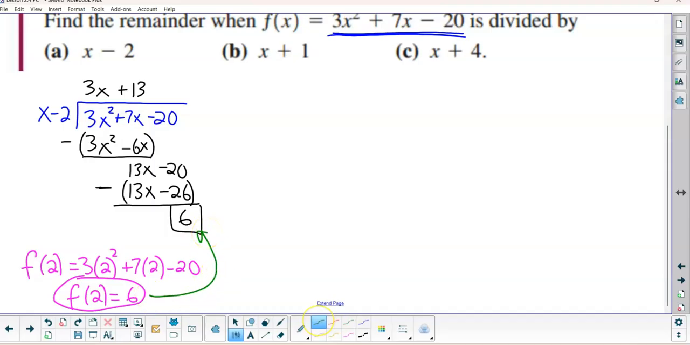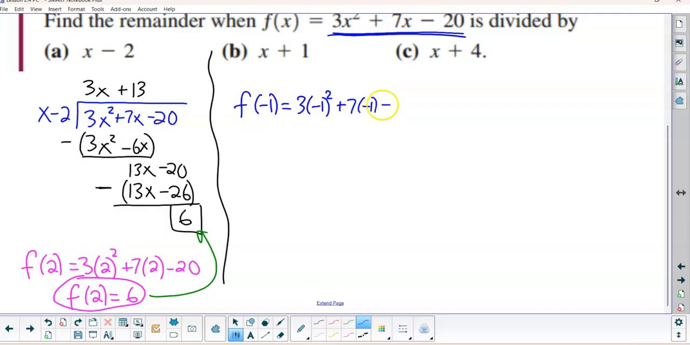Okay, so if we're asked to divide 3x squared plus 7x minus 20 by x plus 1 and find the remainder, all we have to do is put negative 1 into this function. And if we do that, let's see, that's going to be 3 minus 7, which is negative 4. Negative 4 minus 20 gives us negative 24.